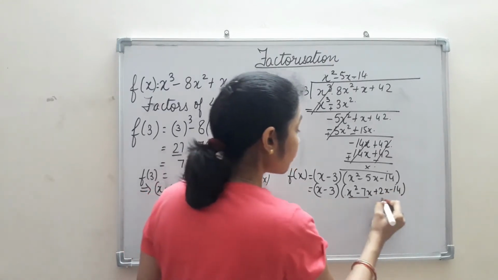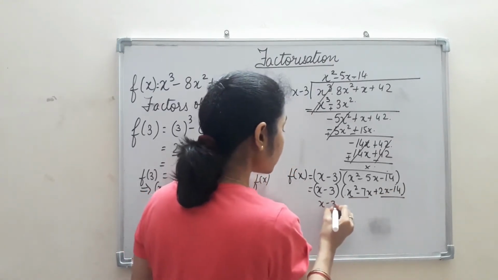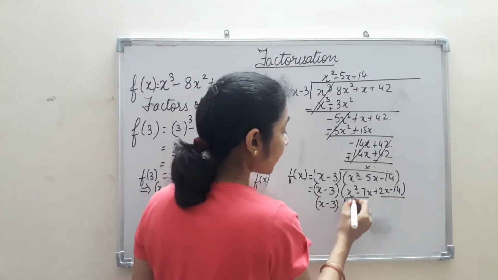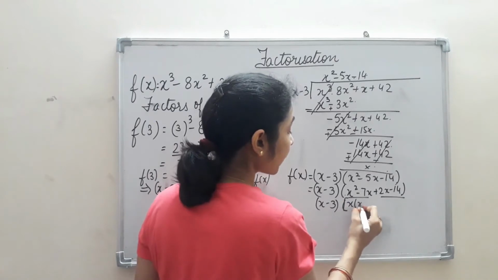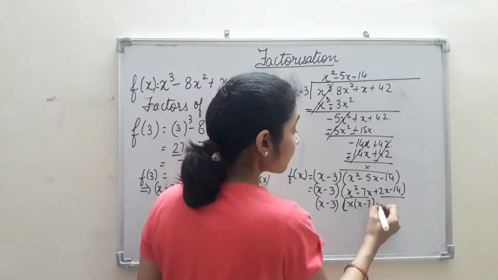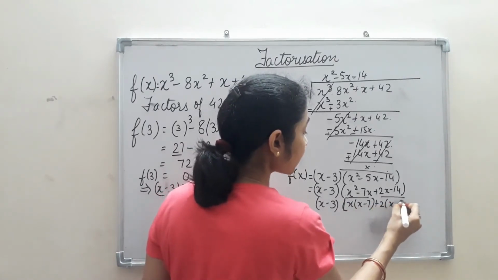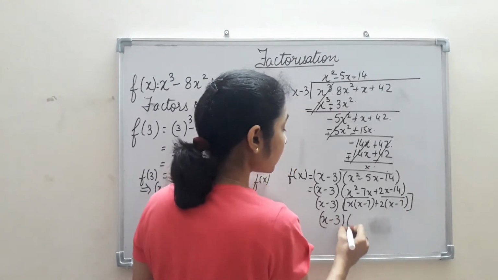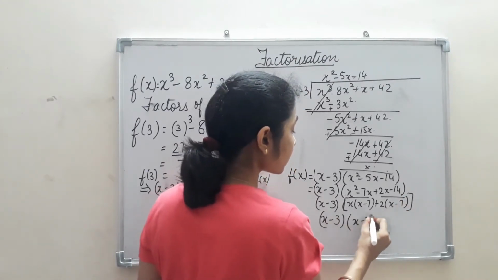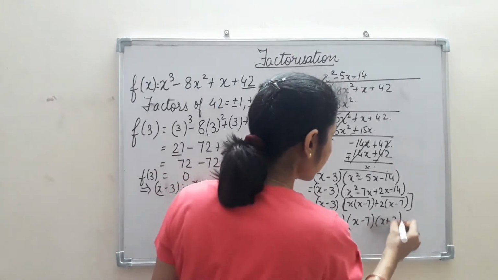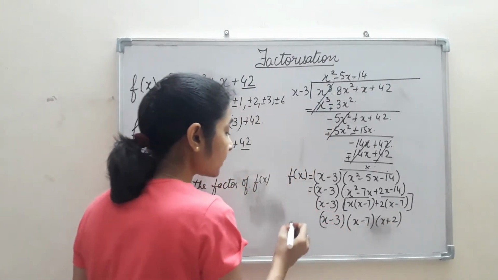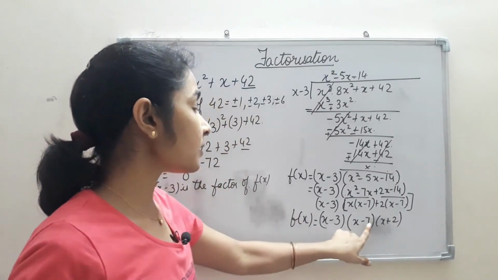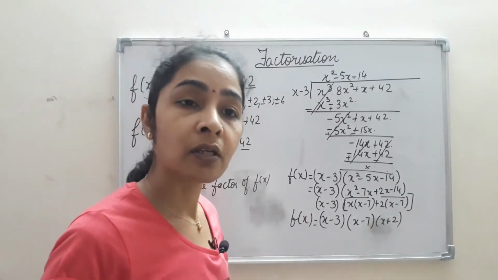Okay, now grouping them, x minus 3 bracket, x is common here, minus 7; x minus 7 plus 2 is common here, x minus 7. So the two factors are, x minus 3 is already here, the two factors here are x minus 7 and x plus 2. So we have factorized this f(x) into x minus 3, x minus 7 and x plus 2.